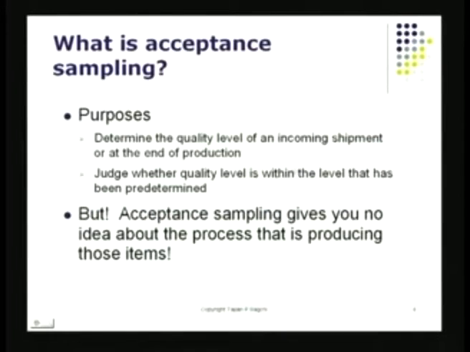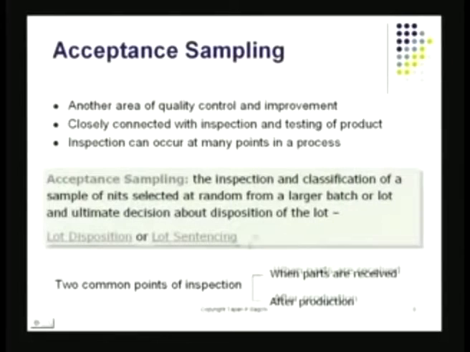What exactly is this business of acceptance sampling? The purposes are twofold. First of all, we determine the quality level of an incoming shipment. This is what we try to do by doing acceptance sampling. And also we try to determine whether the quality level of the parts that have been supplied in the lot is within an acceptable level, acceptable quality level. And again, like I told you earlier, it is not really possible for me to make any statement about the process that is producing those items. That is not the objective of acceptance sampling.